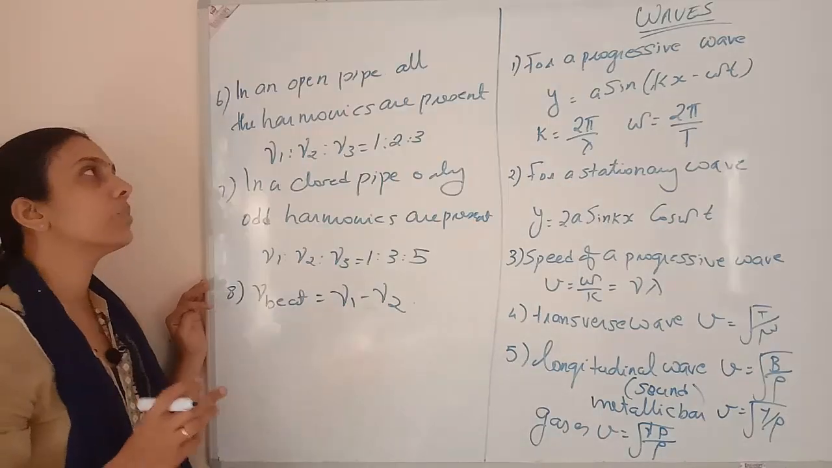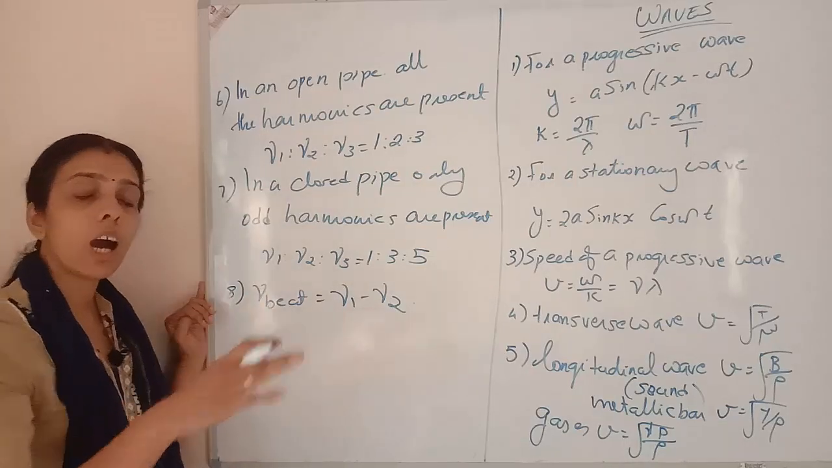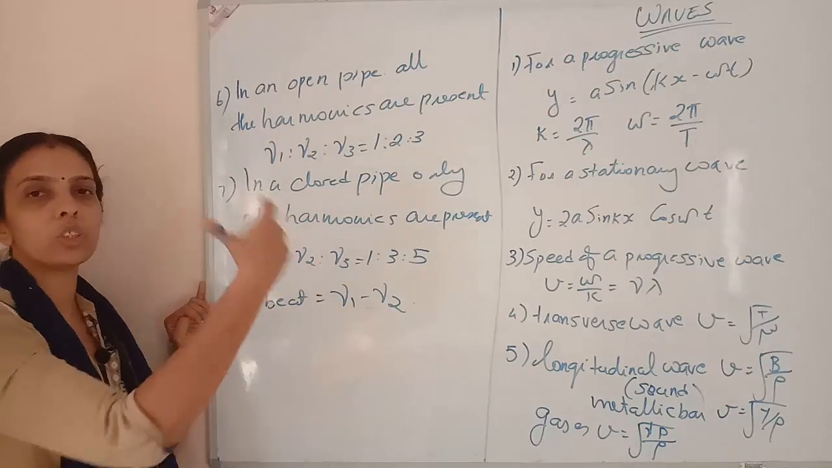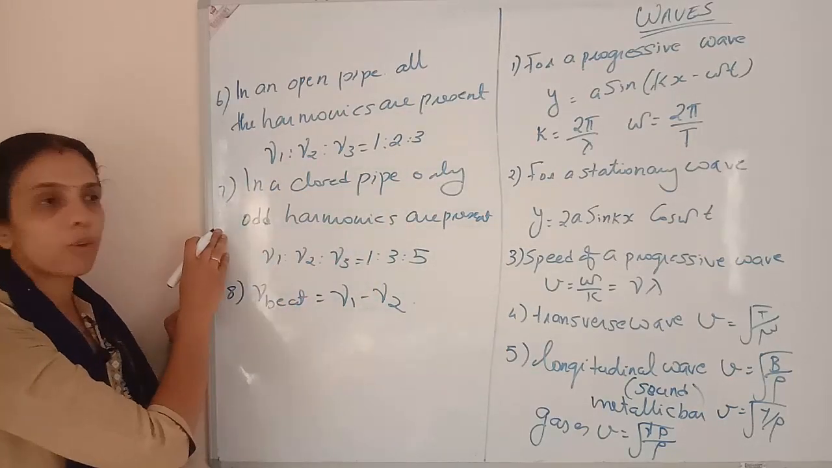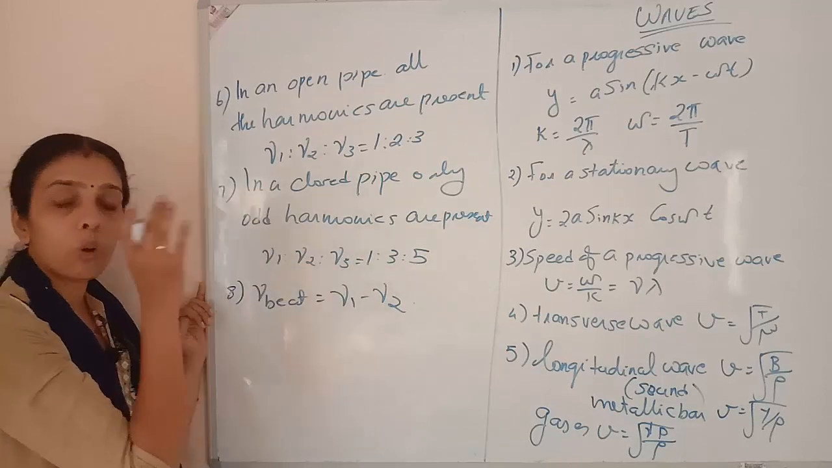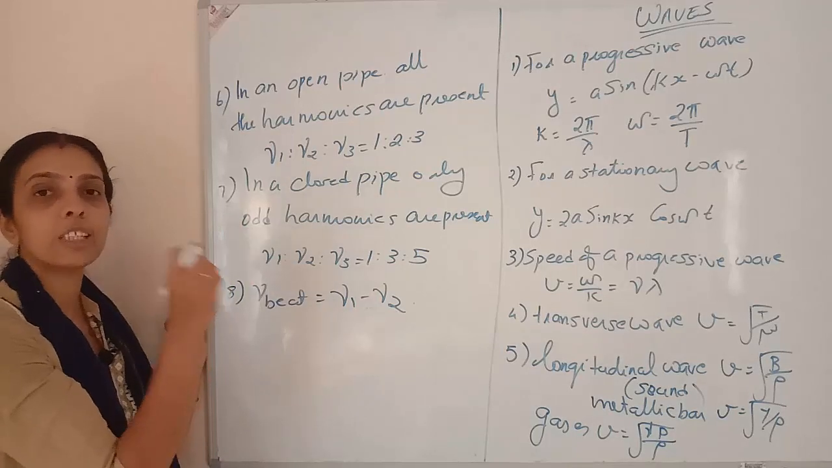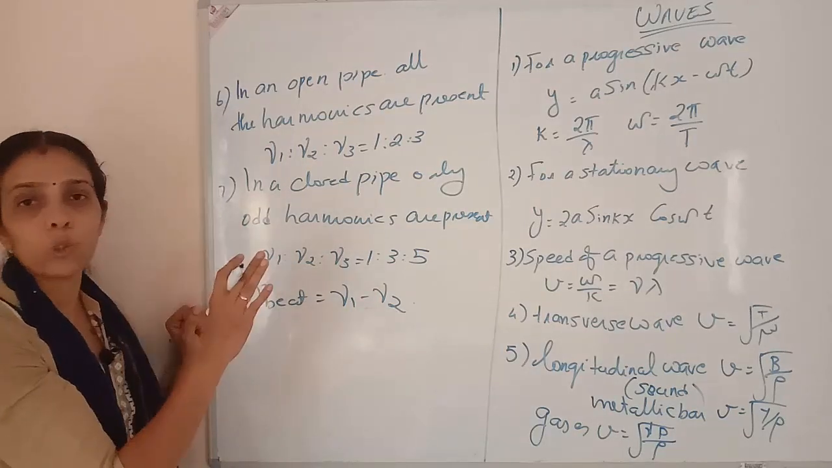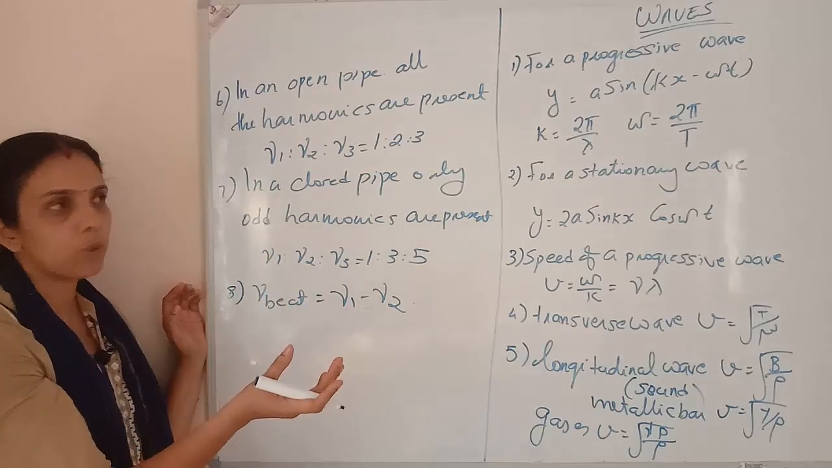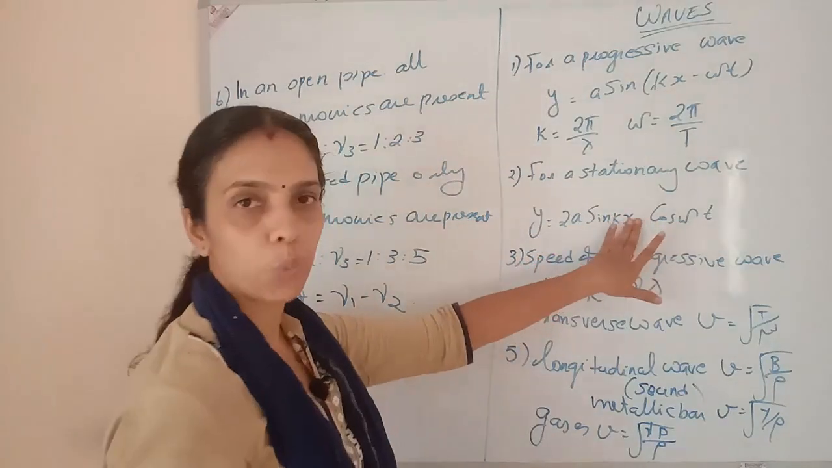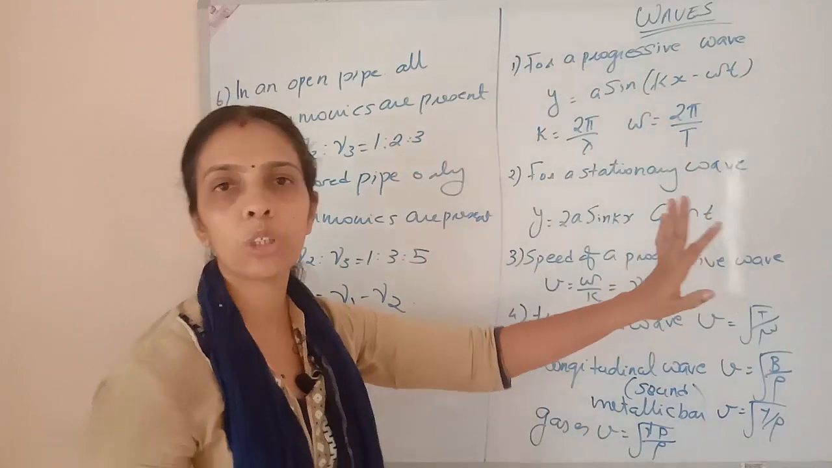Clear? Next is the open pipe and closed pipe. In an open pipe, all the harmonics will be present, 1 is to 2 is to 3 is to 4, like that it will go. But in the case of a closed pipe, only odd harmonics will be present, that is 1 is to 3 is to 5. At a tightly closed end, there will be nodes. At an open end, there will be antinodes. Here sin kx equals 1, maximum, is an antinode. Sin kx equals 0 is a node position.